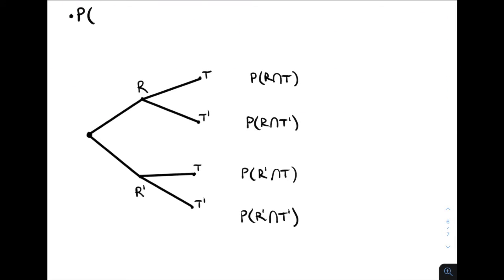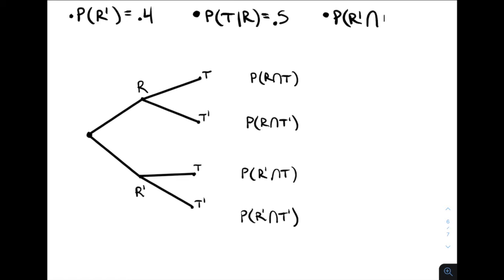Suppose we were told that the probability of R complement was 0.4, that the probability of T given R was 0.5, and that the probability of R complement intersect T was 0.12. This would be enough for us to fill in the entire table. We could start with what we know. Probability of R complement is 0.4. The probability of T given R is 0.5, and the probability of R complement intersect T is 0.12.